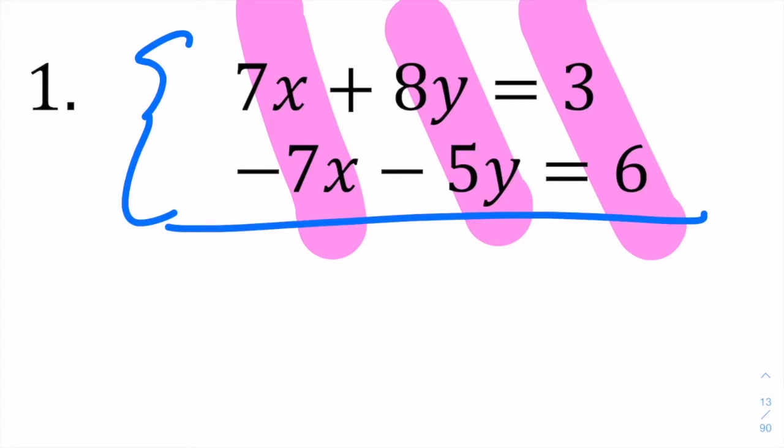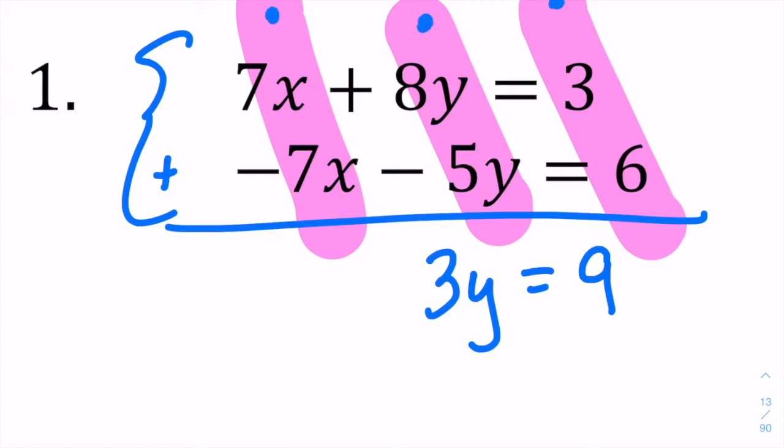I'm going to add these two equations together. In the first pink highlighting, I've got 7x plus negative 7x. Well, that's nothing. That would get rid of all of our x's, and that's the point. We eliminated the x's by adding them together. Now we have to continue with the rest of the equation. 8y plus negative 5y is 3y, and 3 plus 6 is 9. So we added the x's, the y's, and the constants there.